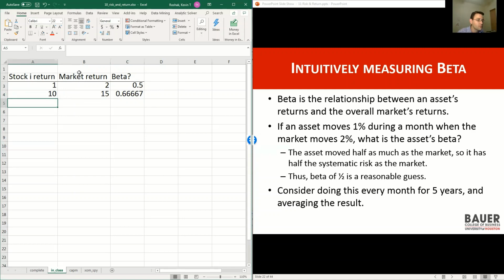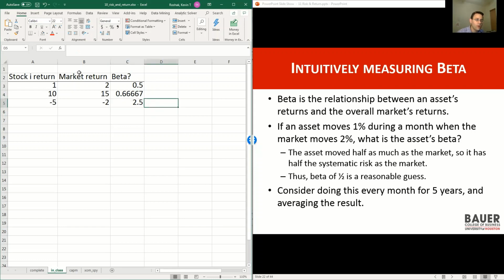We can try this again for maybe a negative number. Maybe our stock moves down 5 at the same time that the stock market moves down 2%. So what would be the inferred beta? It'd be about 2.5. Our stock moved a lot. It moved 2.5 times as much as the market.